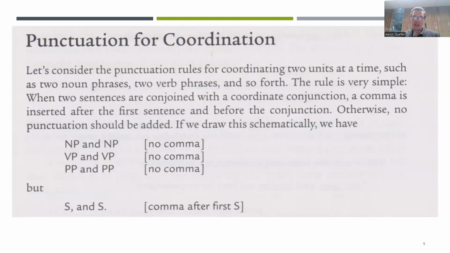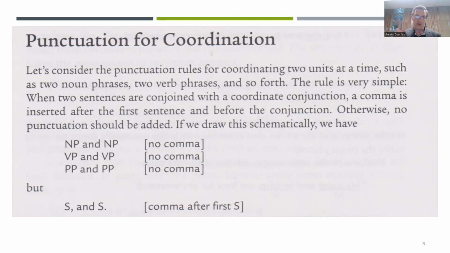Let's look at some punctuation. Punctuation rules are important so that your reader can understand what's going on when they're reading whatever you wrote. Okay, so again, remember that coordinating conjunctions will combine two noun phrases or two verb phrases. The rule is very simple.